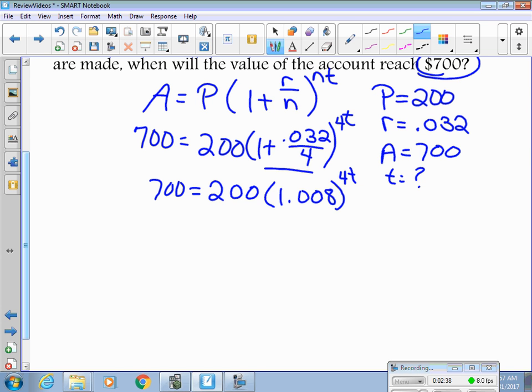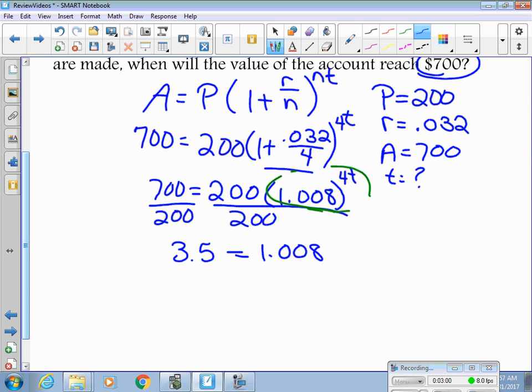All right, let's solve up a little bit. So we know that this is multiplication. We're going to keep this piece all by itself for a second. I'm going to divide each side by 200. Divide each side by 200. If I go to my calculator and do the division, 700 divided by 200 is 3.5. That's not a bad number, so let's keep it. Is equal to, well, now we just have 1.008 raised to the 4t. I can drop my parenthesis at that time.